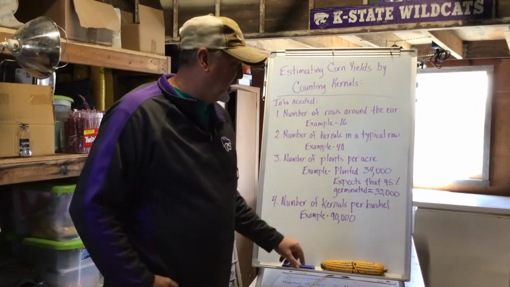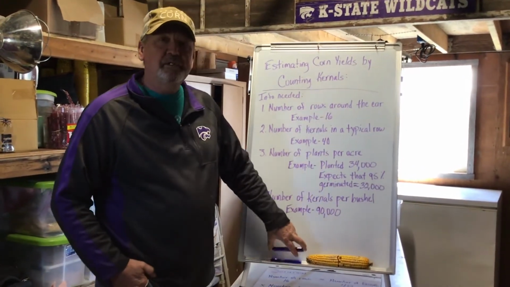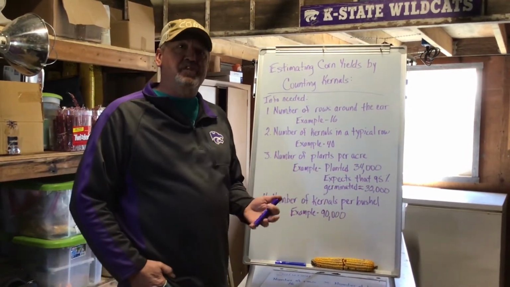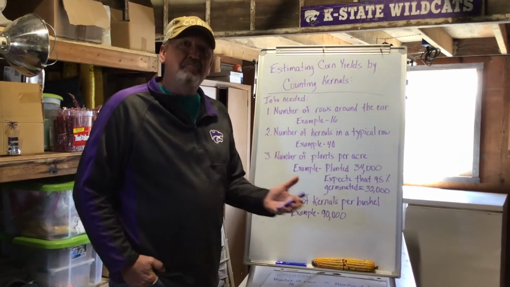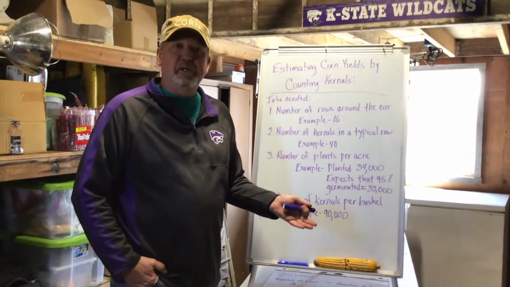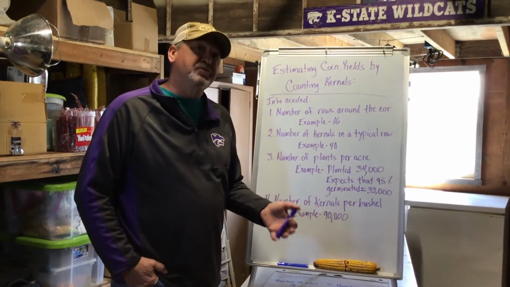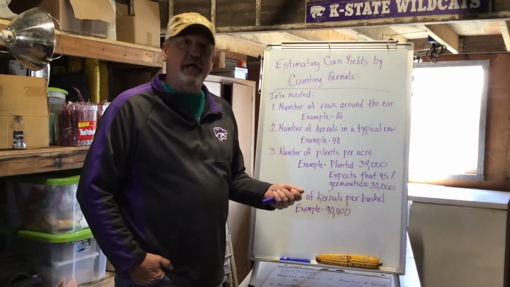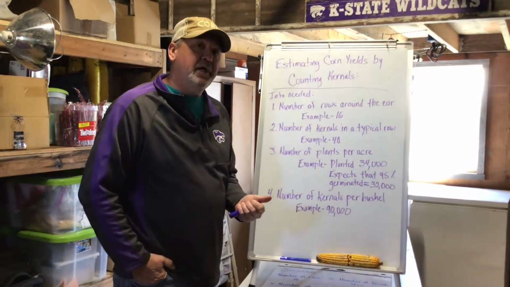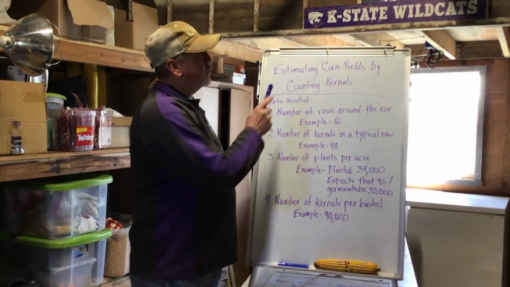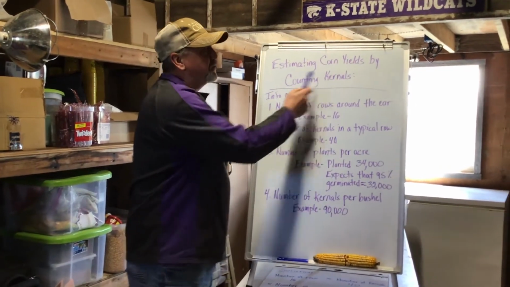See, we're going to use counting kernels to calculate our yields. And yields are simply a way of measuring the amount of production from a field. In most cases, it's in bushels per acre. And so we're going to take that lesson on counting kernels and apply that. We're going to use counting kernels to estimate corn yields.